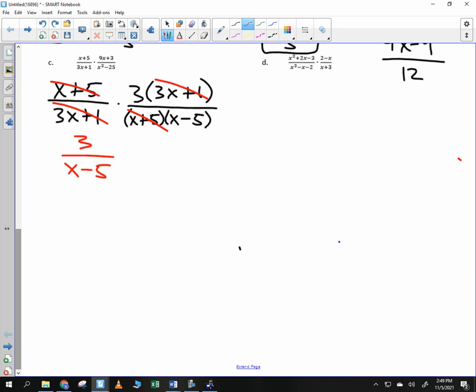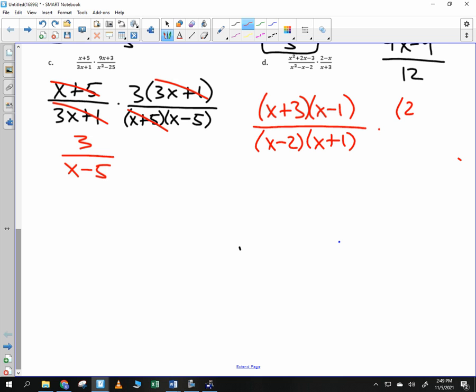Last one, again, this is not written in factored form. How does x squared plus 2x minus 3 factor? Yep, x plus 3 times x minus 1 over, and then x squared minus x minus 2, being x minus 2 and x plus 1, times 2 minus x over x plus 3. Okay, there we have it.